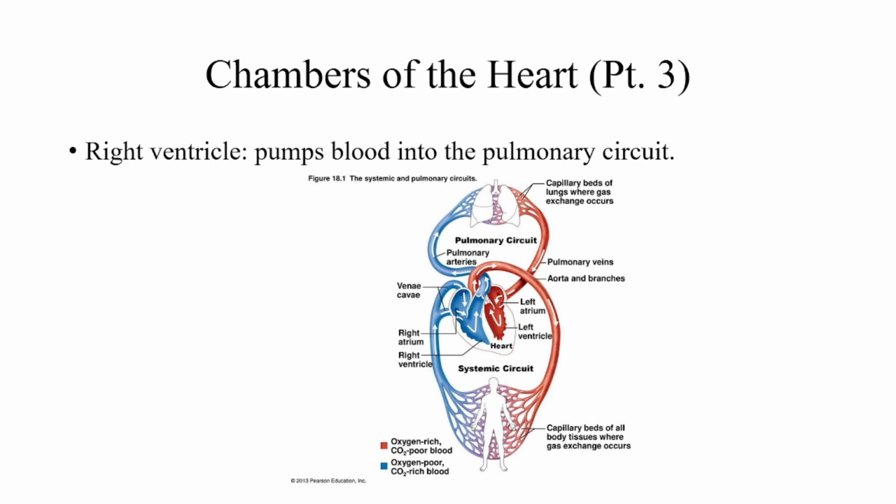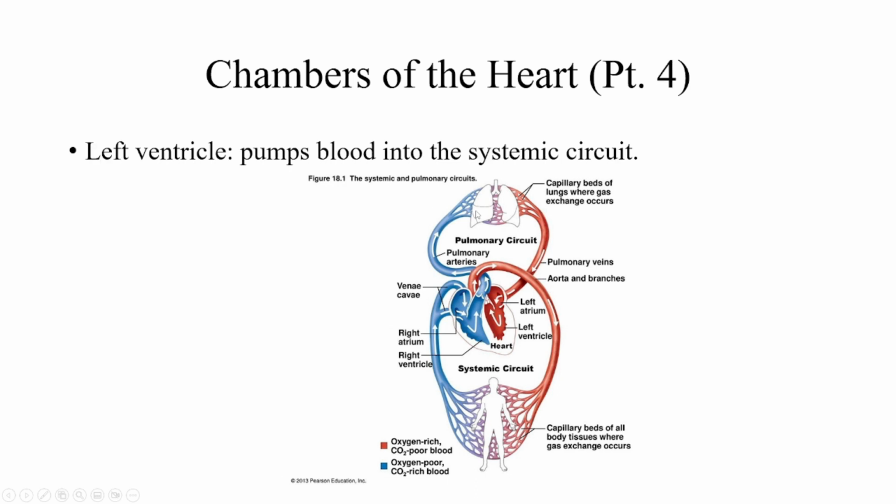Alright, so now going back to this diagram here, we've got the right ventricle, which is over here. And the right ventricle is the thing that actually pumps the blood into the pulmonary circuit. So again, once it's done here in the right atrium, it goes down here to the right ventricle, and that's what actually pumps it up into the pulmonary circuit itself, where the lungs are. On the flip side of that, we've got the left ventricle. And the left ventricle is what pumps the blood into the systemic circuit.